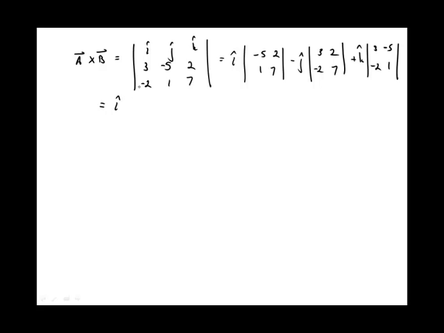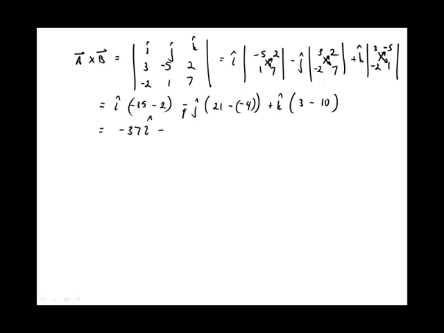So I get I hat, and I get minus 35, subtract 2, minus J hat, 21, subtract negative 4. So minus and minus 4. Be careful of the signs. Plus K hat, 3, subtract positive 10. Because negative and negative is positive. So I get minus 37 I, minus, because of this minus here, and then 21 minus a minus 4 is 25, J, minus 7 K. So there's A cross B.